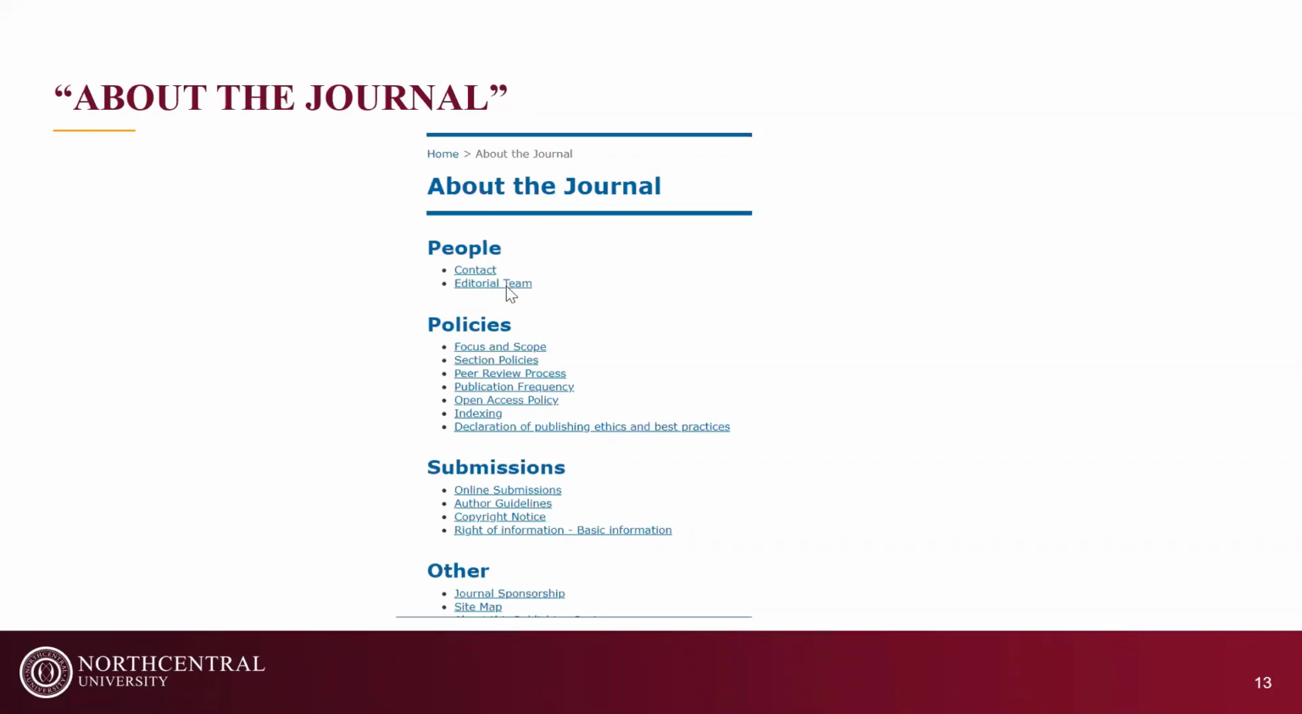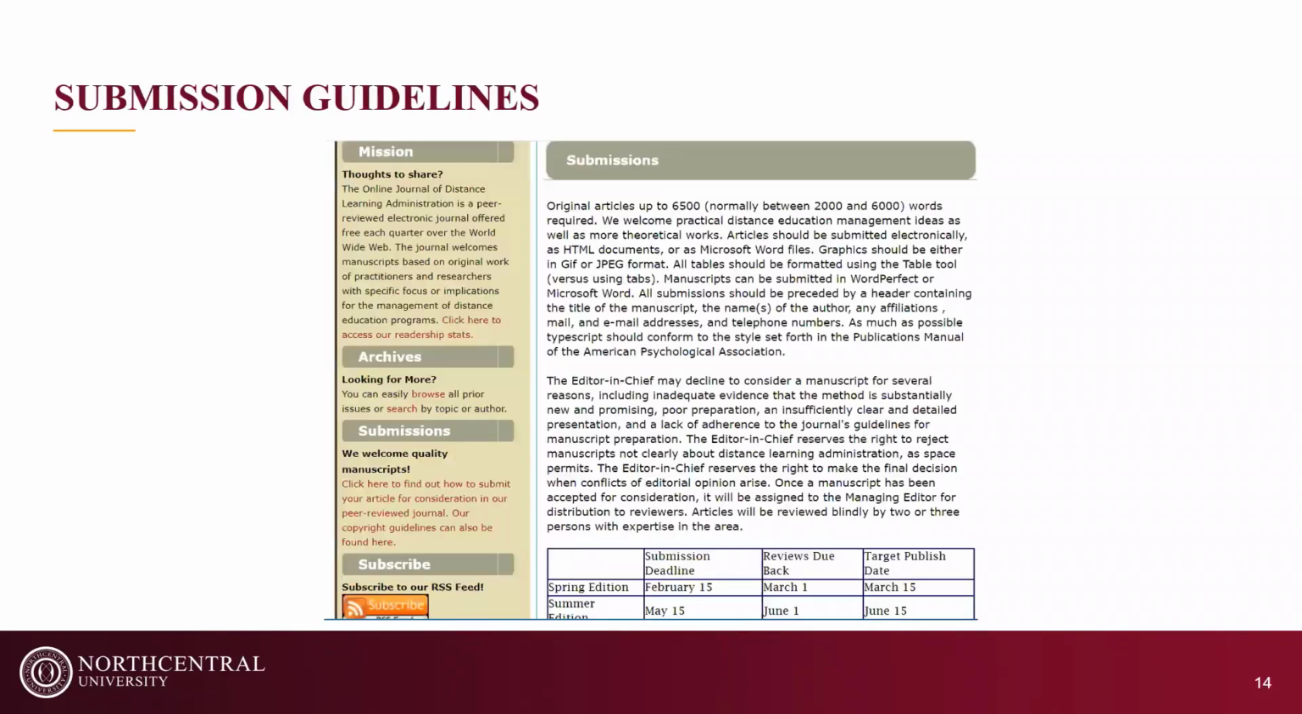Who is the editorial team? How do you contact the journal? What are their policies? What are their submission details? And then other information that they provide. So really take a very, very good look at what the journal offers and what the journal is all about. Here's another one. This particular journal talks about their mission statement. They list their archives where you can browse their different publications going back many years. Look at their submission details. What do they require?